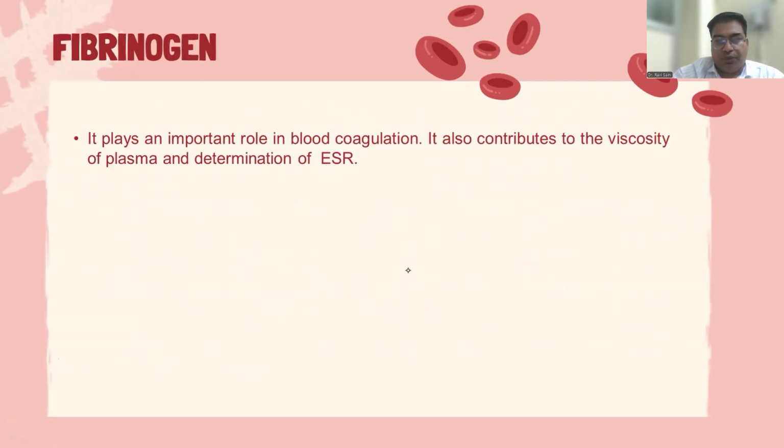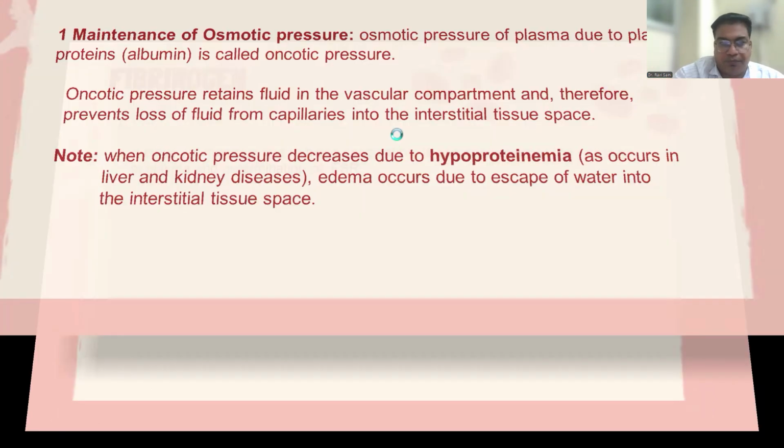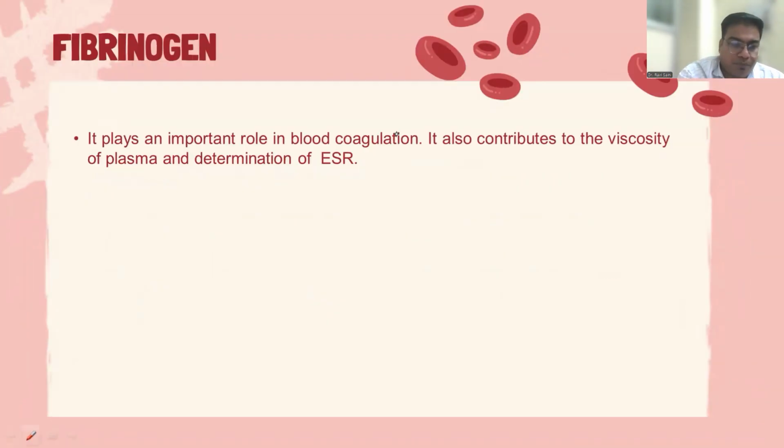Now come to the fibrinogen. It plays an important role in blood coagulation. It also contributes to viscosity of plasma and determination of ESR. Fibrinogen protein is basically fibrous in structure. So this helps in viscosity of the plasma.